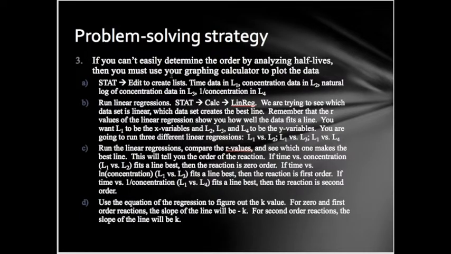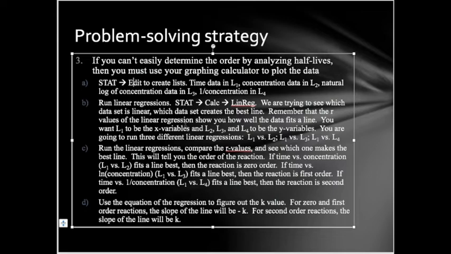So if we cannot easily determine the order by analyzing half-lives, we've got to use a graphing calculator to plot the data. So what we're going to do is create 4 lists in our graphing calculator. If you have a TI, that's stat edit, and that lets you edit your lists. In list 1, you're going to be putting time data. In list 2, you're going to be plugging in the concentration data that corresponds with that time. In list 3, you're going to take the natural log of list 2. You're going to take the natural log of that concentration data.